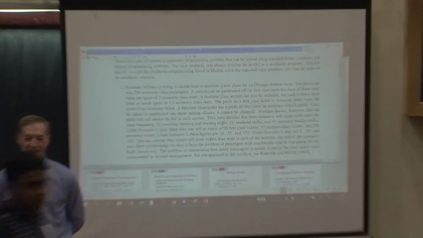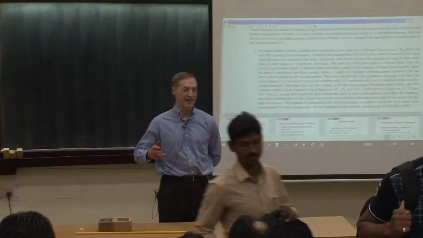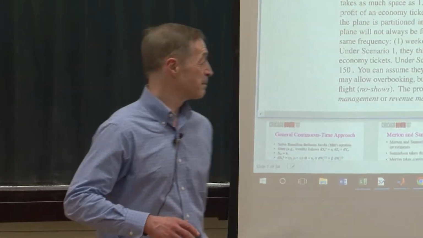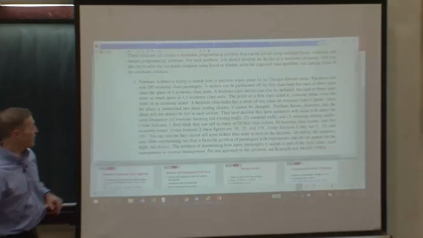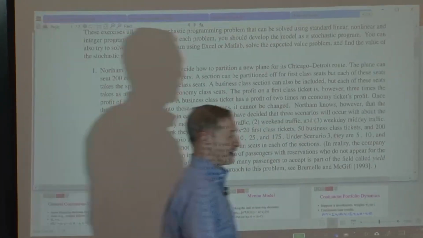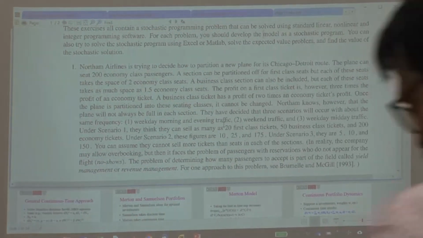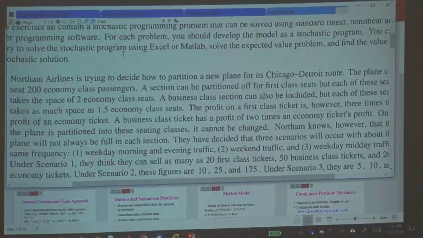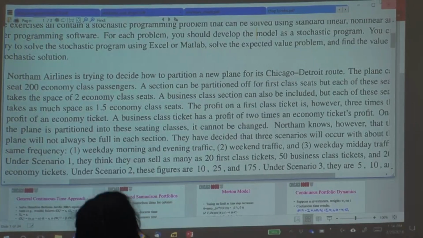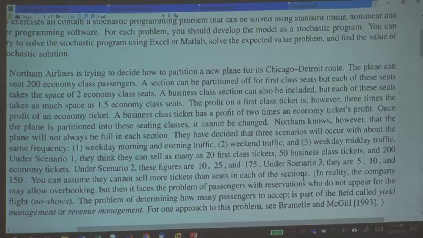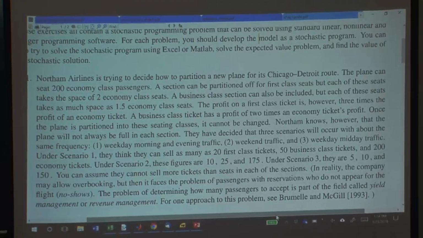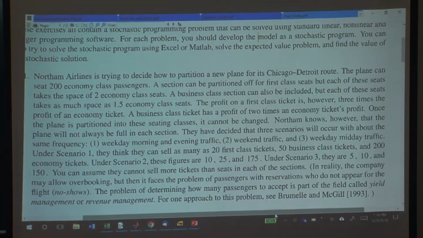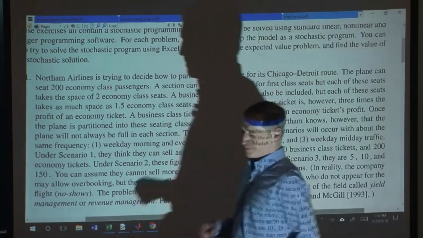Poonam will do a session on modeling stochastic programs. But I'll do one of the problems here, if you can read it. Okay, so here's the problem.